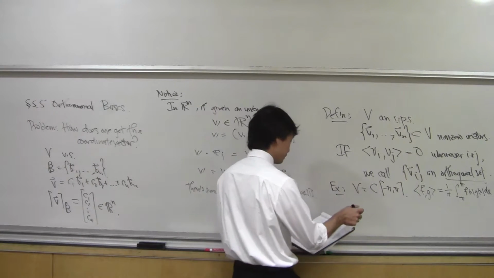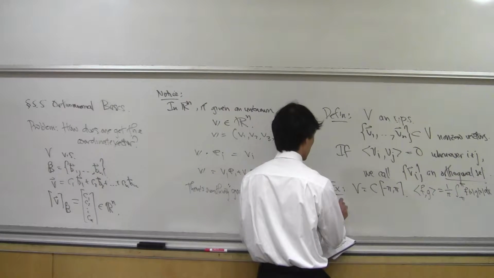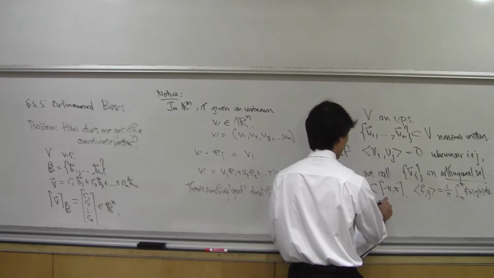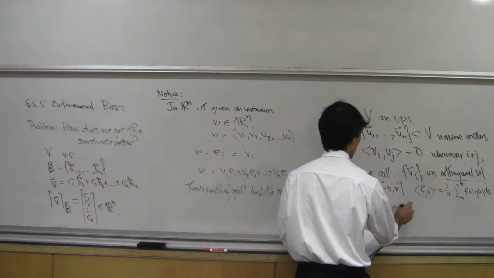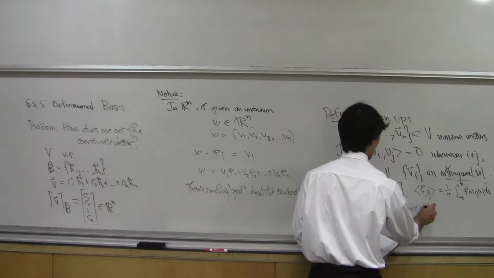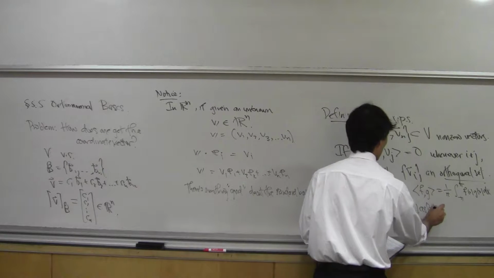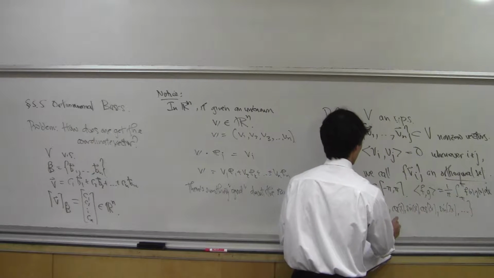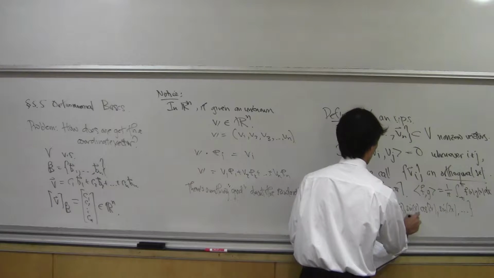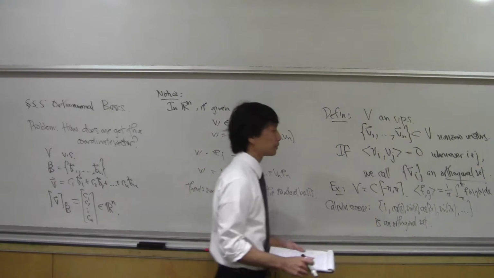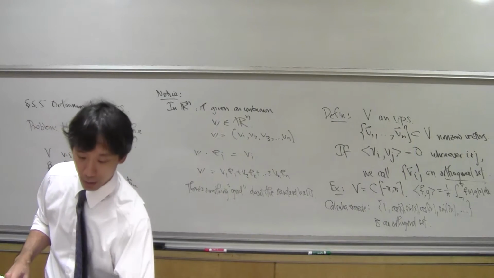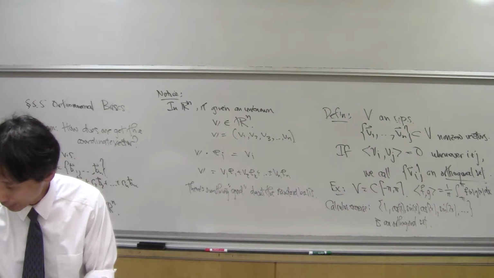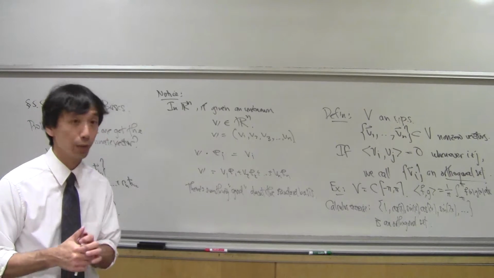Okay, then, in fact, it's a calculus exercise to see that the set 1, cosine x, sine x, cosine 2x, sine 2x, etc. is an orthogonal set. So if you just take the integral of any guy against another guy, any two elements of this set, you'll see that you get 0.